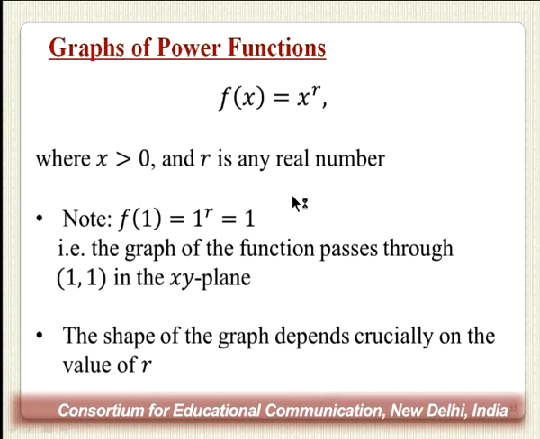At the outset, the first thing you can notice straight away is that (1, 1) is going to be a point on any one of these graphs, for any value of r. For example, if I put x equal to 1 on the right hand side, f of 1 is equal to 1 to the power r, which is nothing but 1. So the first thing to note about graphs of the general power function is that the graph passes through the point (1, 1) in the xy plane.